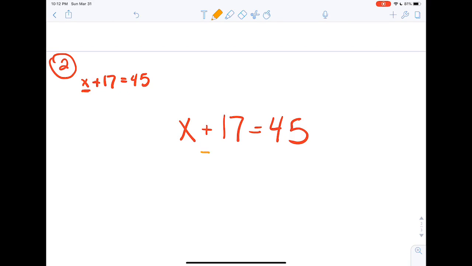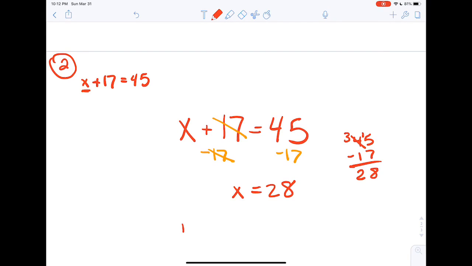So if I subtract 17 from each side, then that will take care of that 17 that's there. And then I'll just have that X. So I'm going to do that. And then I subtract 45 minus 17. I'm going to just do my work right over here. I need to borrow, and I get 28. So the number he thought of was 28.